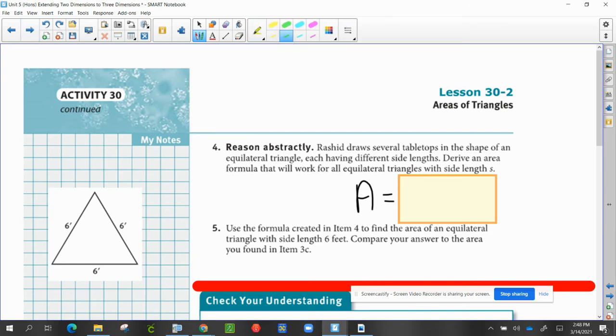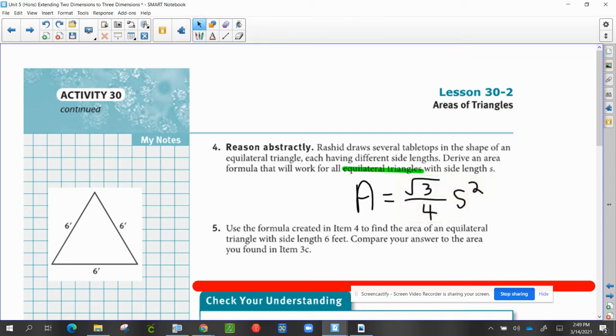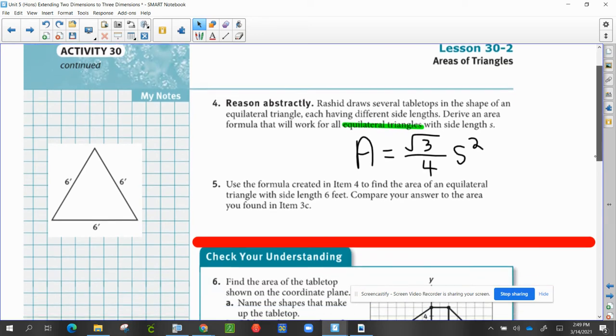Okay. So if you have an equilateral triangle, meaning all sides are the same, all angles are the same. Okay, it has a special formula, and I'm just going to show it to you guys instead of deriving it, just so we can use it together. But it's the square root of 3 over 4 times your side squared. Okay, so whatever your side length is.